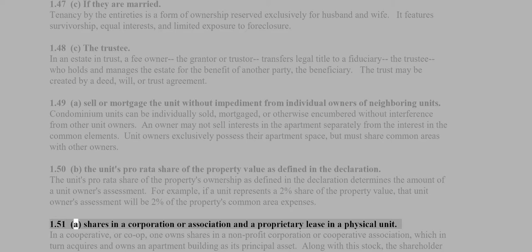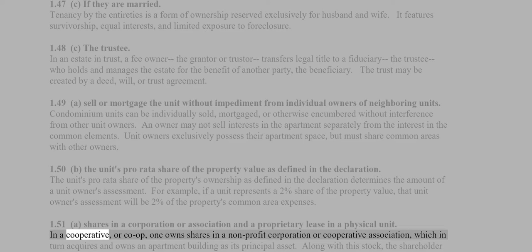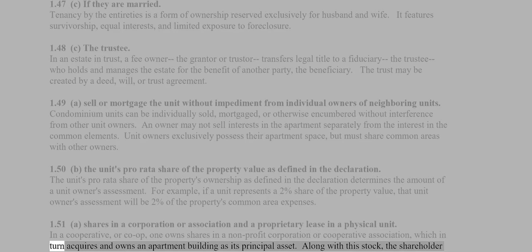1.51 a. Shares in a corporation or association and a proprietary lease in a physical unit. In a cooperative, or co-op, one owns shares in a non-profit corporation or cooperative association, which in turn acquires and owns an apartment building as its principal asset. Along with this stock, the shareholder acquires a proprietary lease to occupy one of the apartment units.